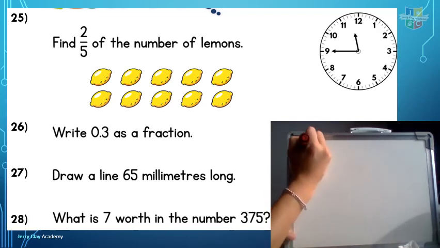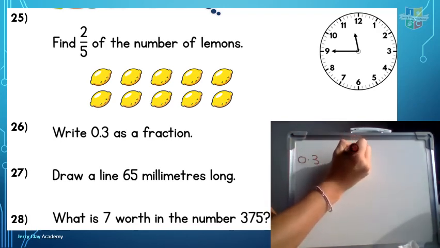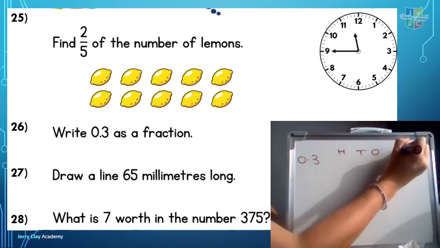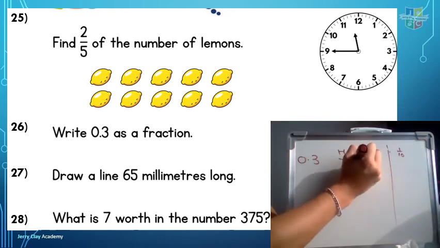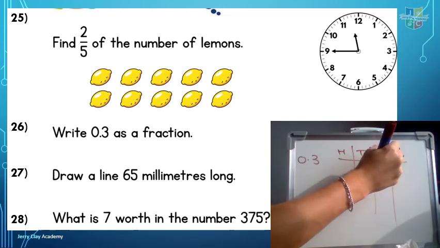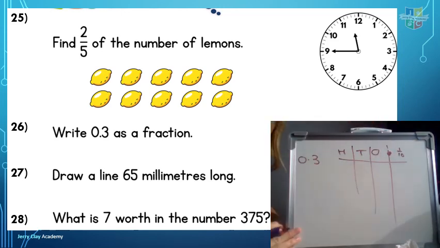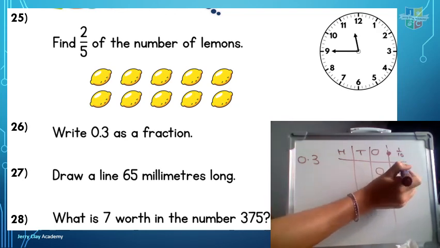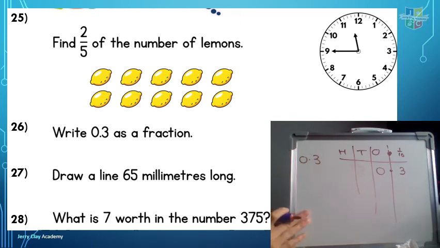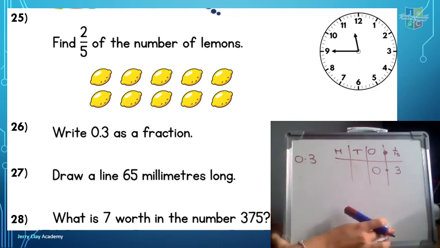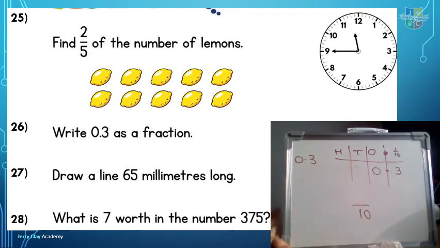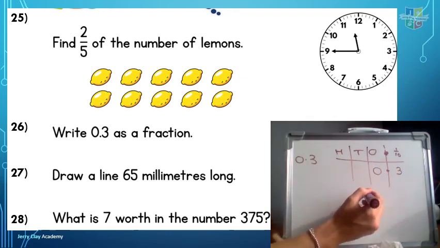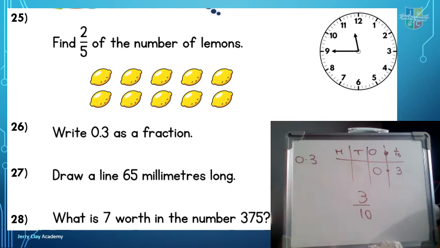Okay, this time we're going to write 0.3 as a fraction. So I'm going to do my hundreds, tens, ones, and tenths columns, and I'm going to quickly draw mine. Obviously my decimal point goes between my ones and my tenths. Now if it's 0.3, my 0 goes in my ones column, then my decimal point, and my 3. If I look to see where my 3 is, I can see my 3 is in my tenths column, so I know my denominator is going to be 10, and so 0.3 is the same as 3/10.